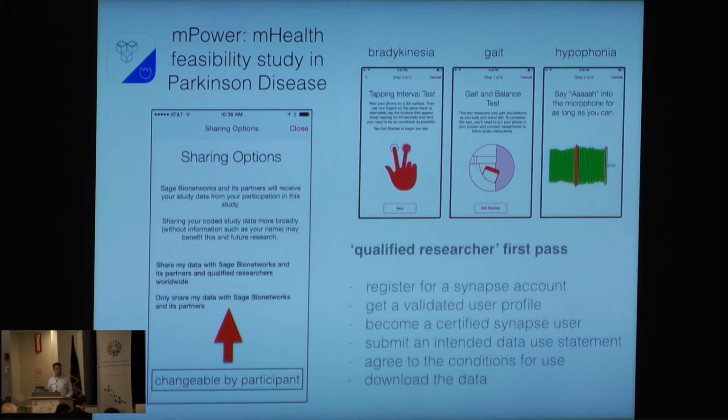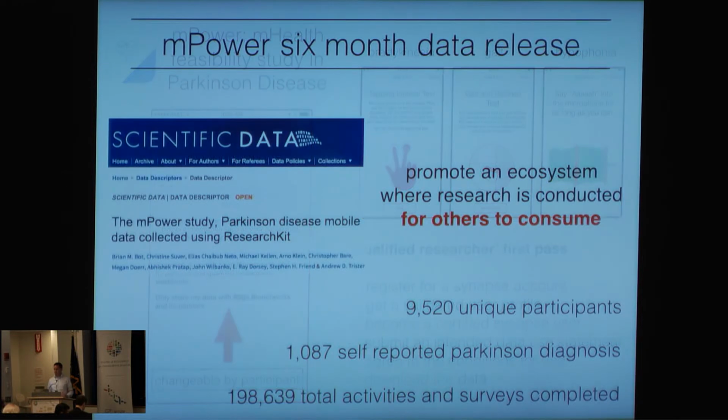We developed a qualified researcher process by which people can register for an account within our data sharing platform. They have to validate that they are who they say they are, so they just have to say, "Hey, I'm Brian Bott at Sage Bionetworks." They have to show that they have some basic understanding of sharing of human data, and then they have to submit an intended data use statement that we make public so that people can know what's being done with their data. This is an attempt to promote an ecosystem where research is conducted for others to consume, as opposed to just for an individual.